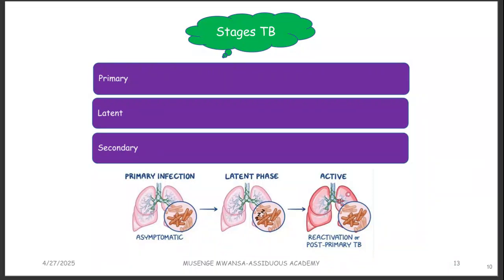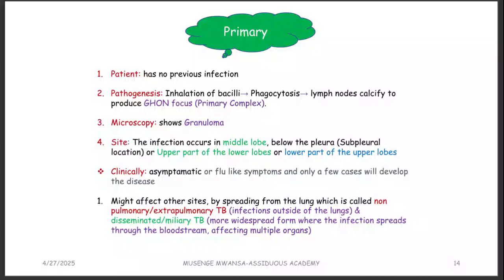So if I'm asked, why is it that the bacteria is not killed when phagocytosed? It releases something. What does it release that prevents the fusion? It's a cord factor. So primary TB, the patient has no previous infection. This is the first time someone has gotten the TB, Mycobacterium tuberculosis.